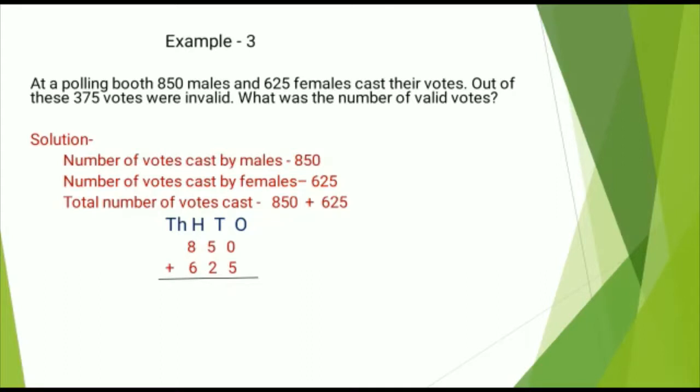Start from ones place. 0 plus 5 is equal to 5. Now coming on tens place. 5 plus 2 is equal to 7. Now coming on hundreds place. 8 plus 6 is equal to 14. So the total number of votes were 1475.